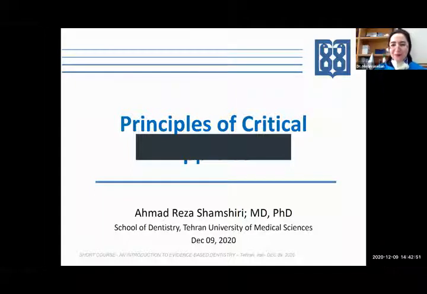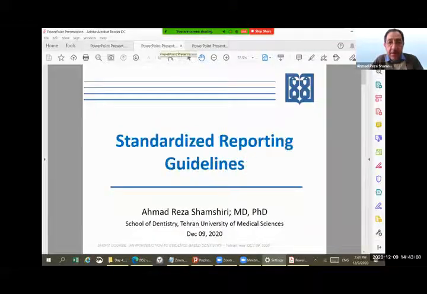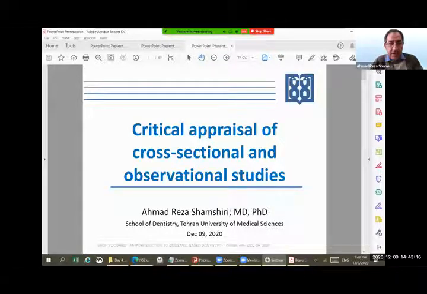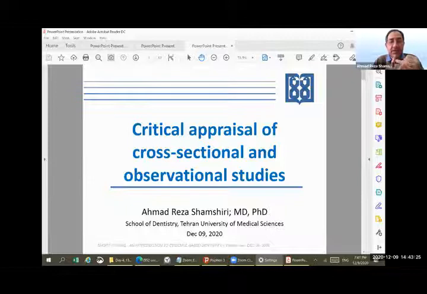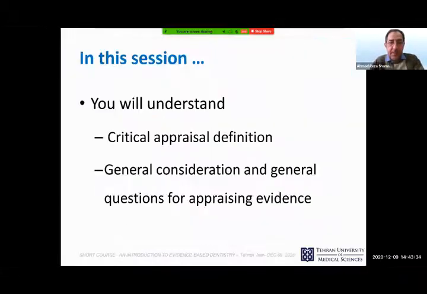Now, okay, it started. I have 3 presentations today. One is about principles of critical appraisal, and the other one is about standardized reporting guidelines. And after the break, we will review some critical appraisal of observational studies. I mean, as Dr. Hami said, cross-sectional studies, case control studies, and cohort studies. Now, in the first session, we review critical appraisal definition, general considerations, and general questions for appraising evidence related to observational studies mainly.